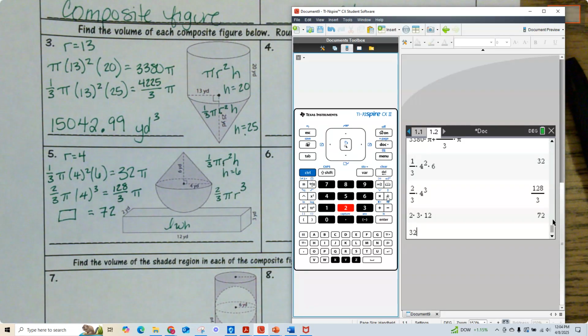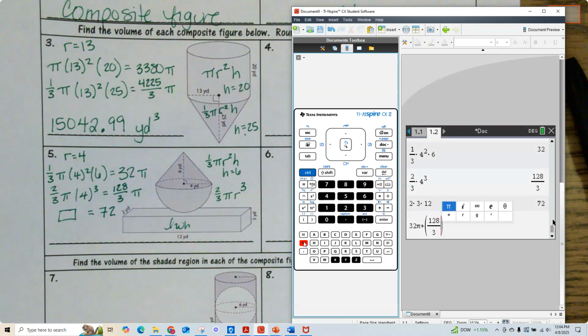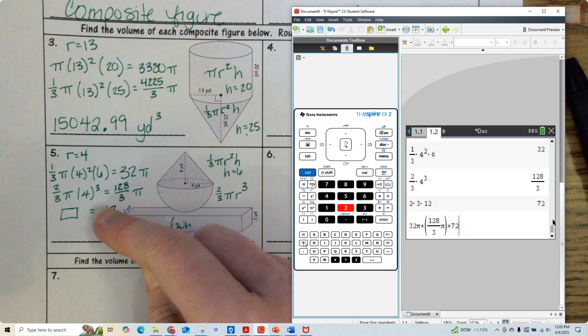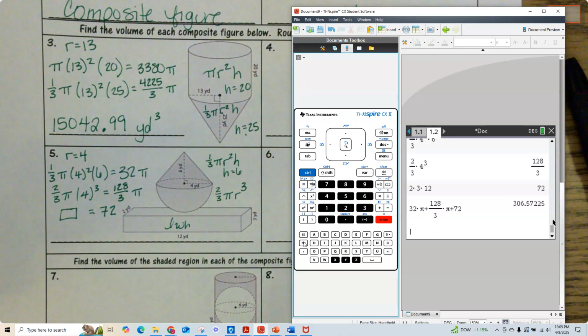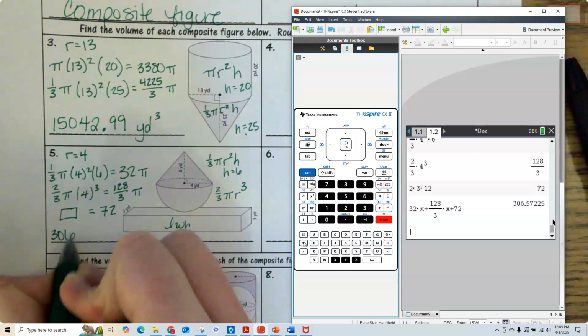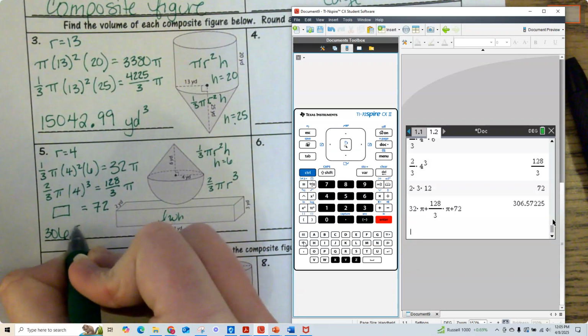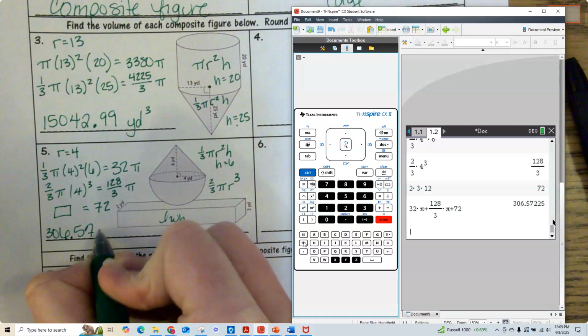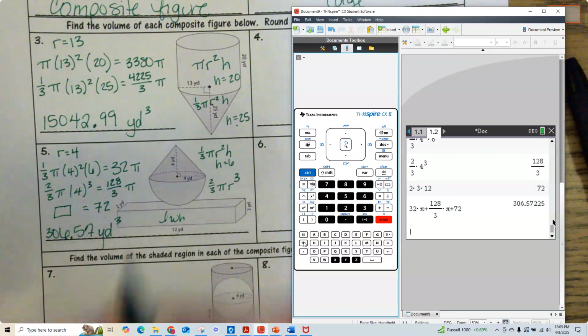Add them all together now. So 32 pi plus, so this one again, since it's a fraction, I'm going to stick it in parentheses to hopefully keep everything nice and neat. And then plus 72. So we're adding all of them together, not multiplying. And then we round. So 306.57, and then it's yards cubed.